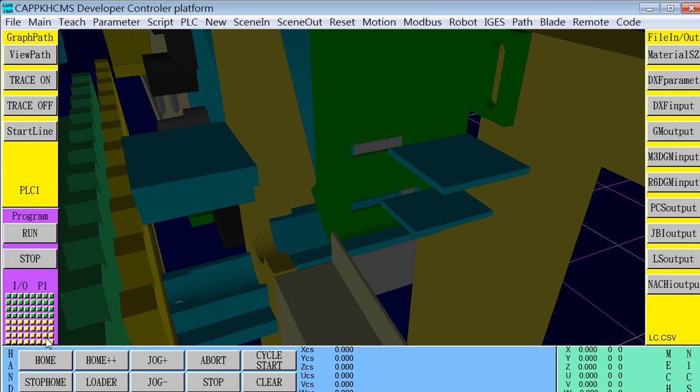As Y17 on, let's watch this one, moving 30 millimeters. As off, on, off, on, off.